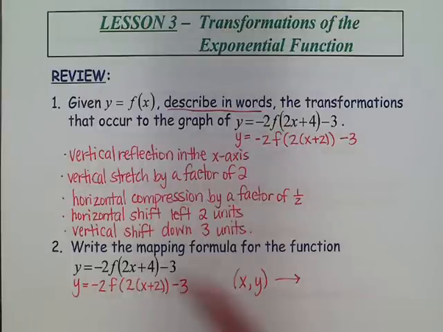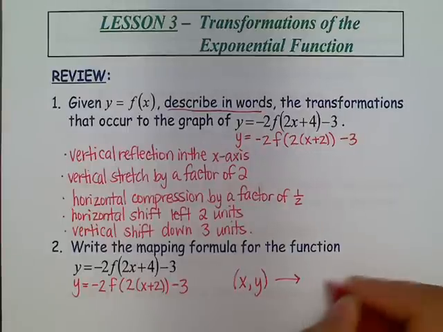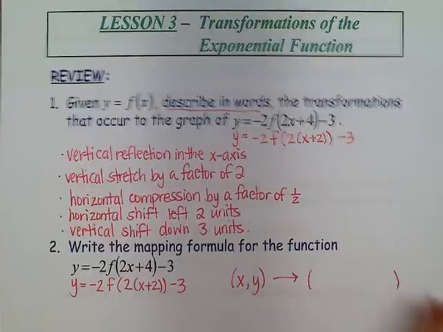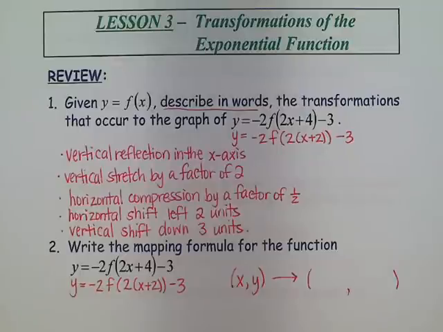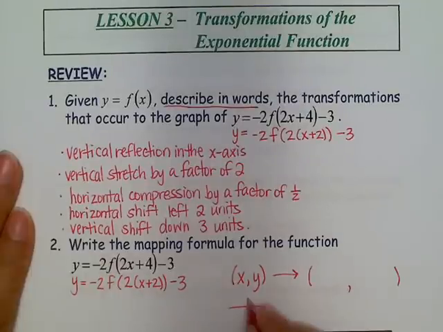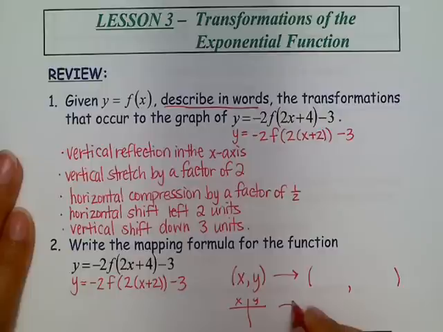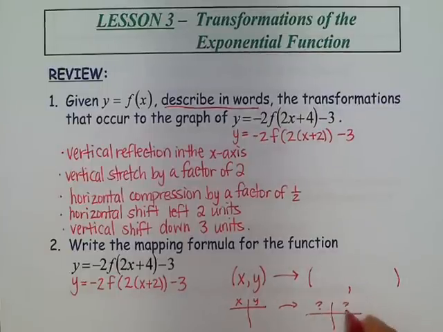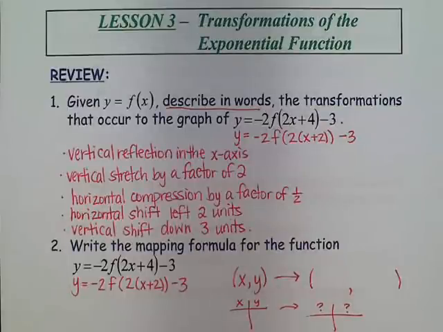Question number 2 says, write the mapping formula for the function. So it's the same function that we're looking at as the first question. So first thing I did is factor it out. And so if I have x and y as my initial points, with your mapping formula, all you're trying to do is figure out where your x values are going to and where your y values are going to. Normally we look at this in a table. So normally we have x and y, and then we do the mapping formula, and then we have our new formulas up here. But if you write it as a point, it means the same thing.